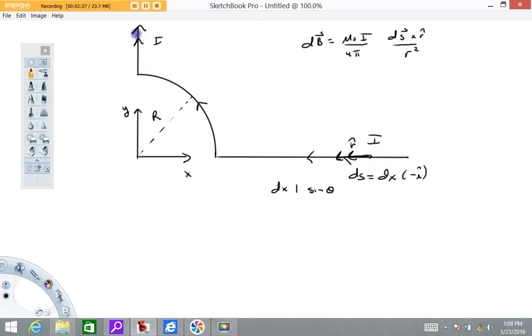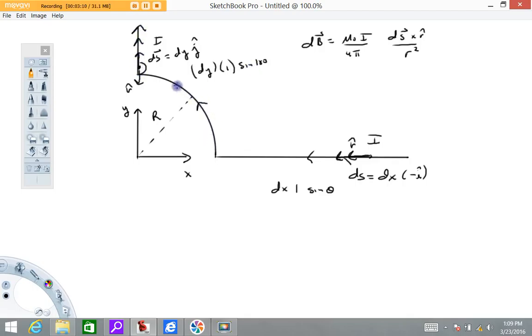Let's do the vertical piece while we're at it. If I break this into little pieces, little elements, ds always points in the direction of the current. It's going to equal dy in magnitude, and it's in the plus j direction. R hat points from the beginning of ds to the point P you're interested in. Now you'll notice that the angle between them is pi, or 180 degrees. So when we do the ds cross r hat, we're going to have magnitude of ds, which is dy, magnitude of r hat, which is 1, times the sine of 180 degrees, but the sine of 180 is also 0. So there's no magnetic field contribution from the vertical piece either.